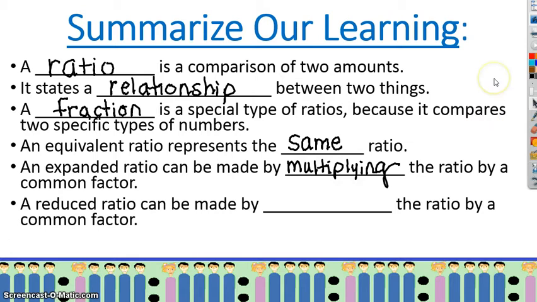A reduced ratio can be made by blank the ratio by a common factor. The opposite of expanding is to reduce, and the opposite of multiplying is dividing. We can create a reduced ratio by dividing the ratio to make a common factor.